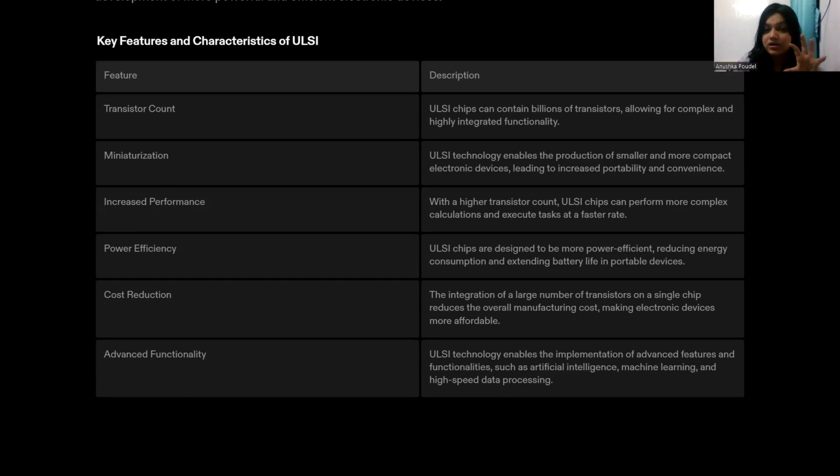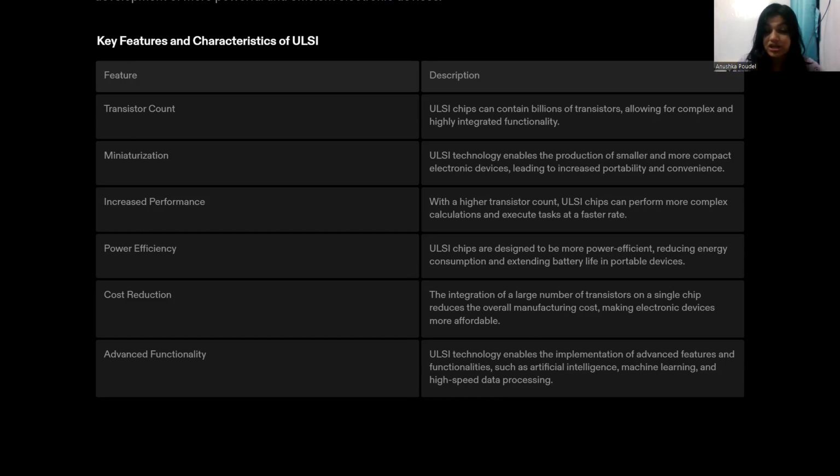The transistor count here extends to billions of transistors, allowing for more complex and highly integrated functionality. The miniaturization: ULSI technology enables the production of smaller and more compact electronic devices, leading to increased portability and convenience. Increased performance: with a large transistor count, ULSI chips can perform more complex calculations and execute tasks at a much faster rate. Power efficiency: they are designed to be more power efficient, reducing energy consumption and extending battery life in portable devices.